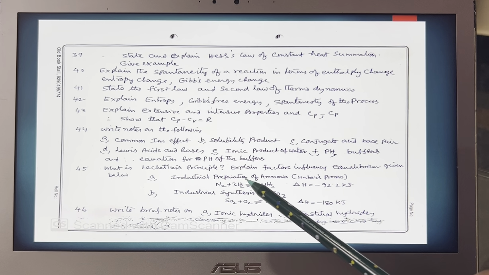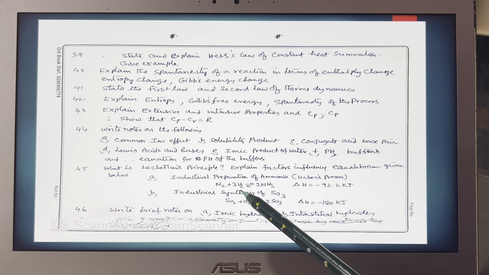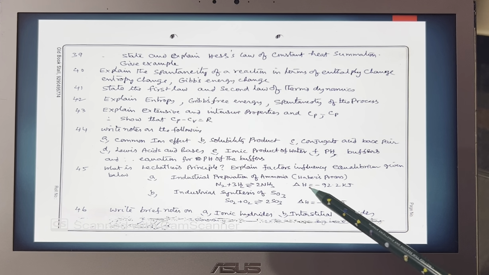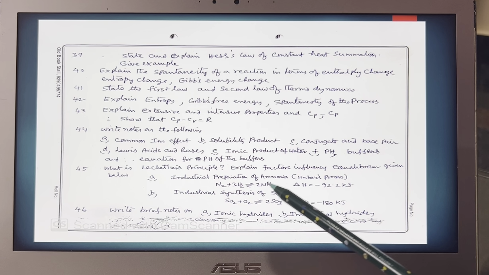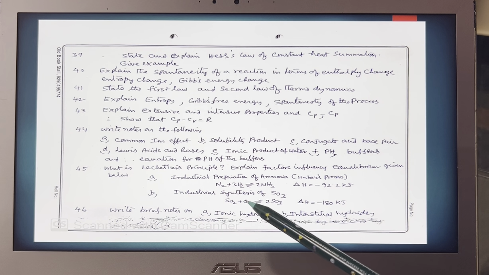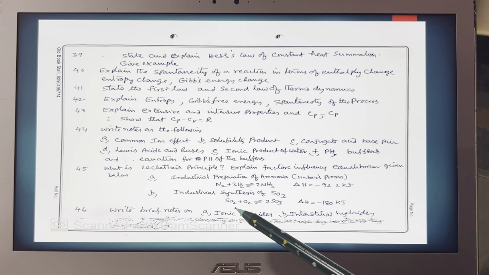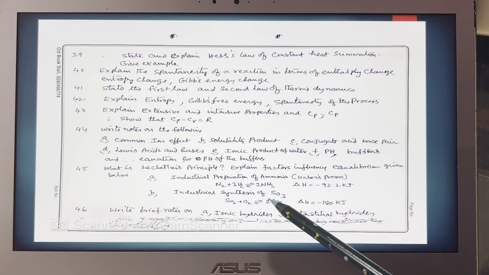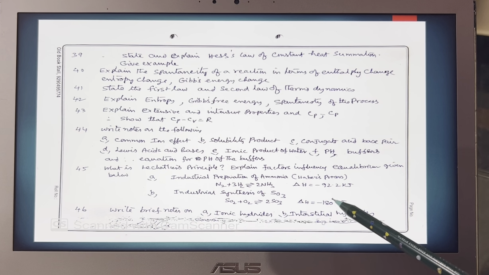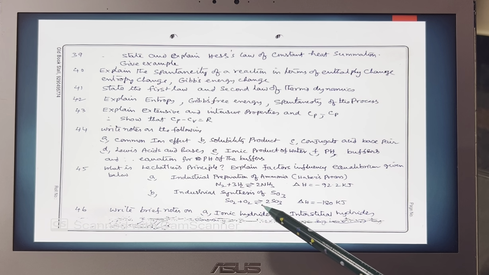One is industrial preparation of ammonia, N2 plus 3H2 reversible with 2NH3, delta H is equal to minus 92.2 kilojoules, that is forward reaction is exothermic reaction, backward reaction is endothermic reaction. Similar way, industrial synthesis of SO3, 2SO2 plus O2 gives rise to 2SO3, delta H is minus 180 kilojoules. That means in forward reaction this much heat is liberated. So in this also forward reaction is exothermic and backward reaction is endothermic.